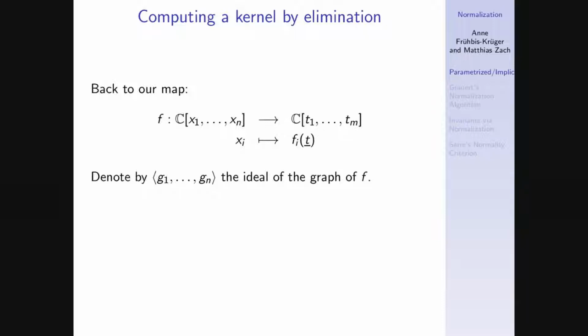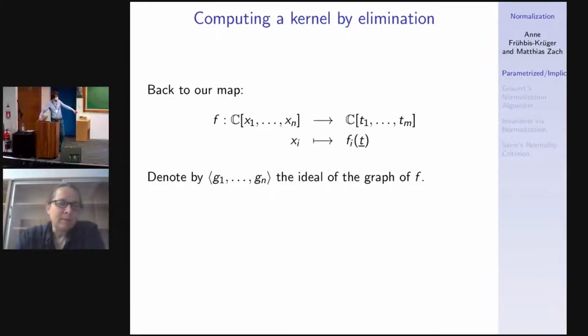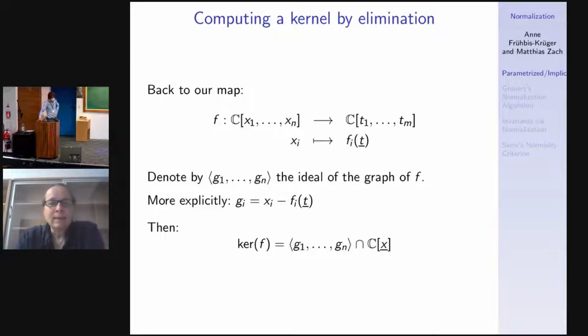So back to our map. We have a map from C[x1,...,xn] to C[t1,...,tm]. You say we don't have two sets of variables here, but yes we do, if we describe the graph of the map in C[t1,...,tm, x1,...,xn]. So let us denote the ideal of the graph by the generators g1 to gn. And those generators are, of course, xi minus fi of t.